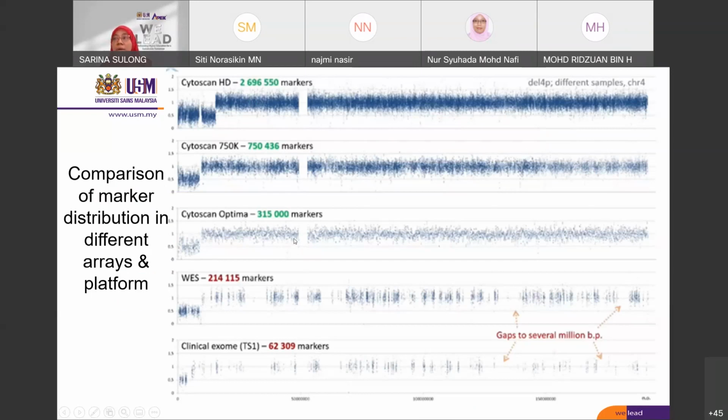315,000 markers. So if there are fewer markers, that means you will see gaps between the regions along the chromosome view. This is an example, like for the deletion of chromosome 4p. So you can see clearly using the CytoScan HD, there is a deletion on this chromosome 4p. Okay.